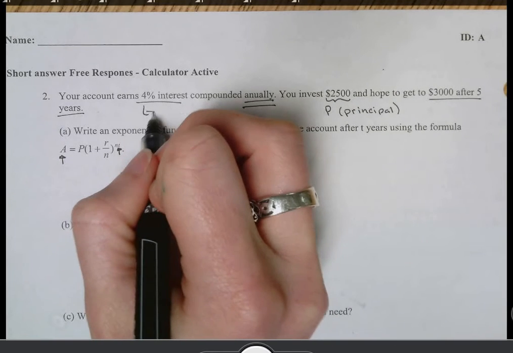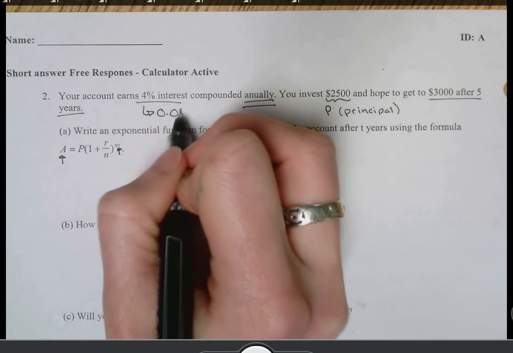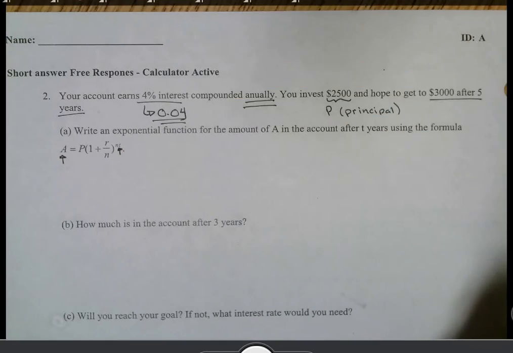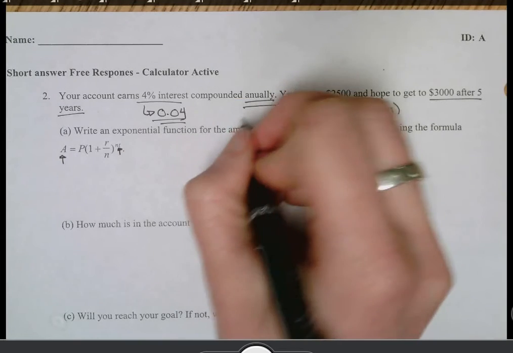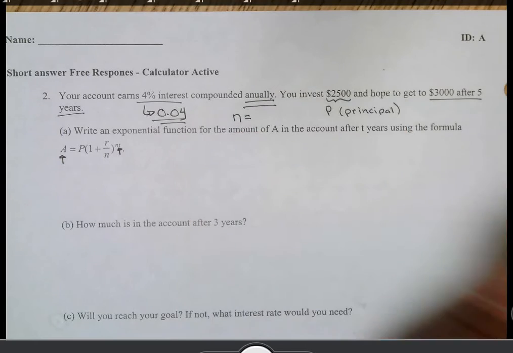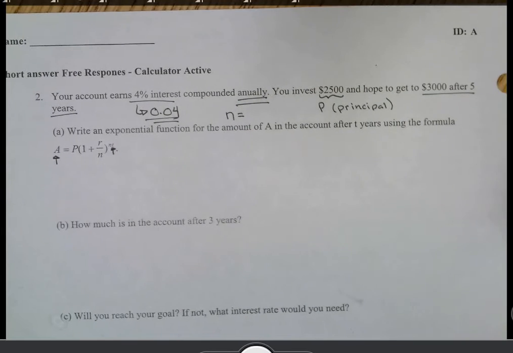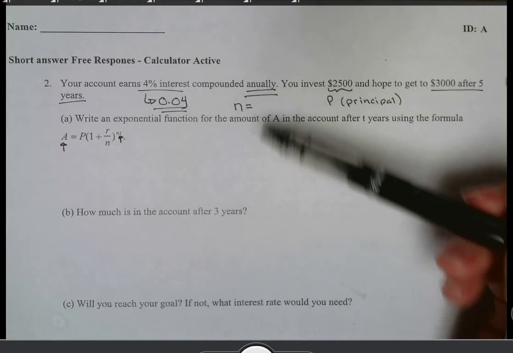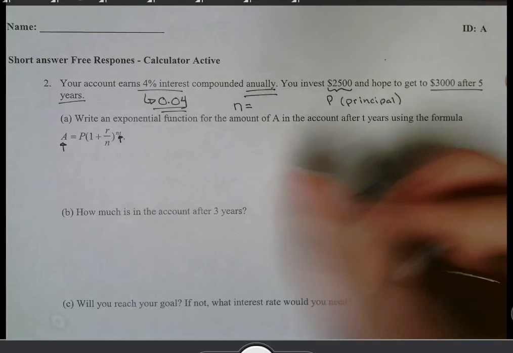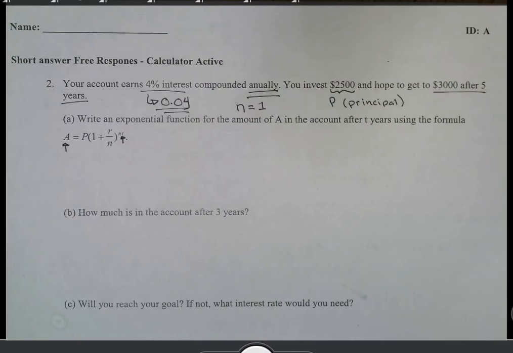4% interest, I'm going to write that in decimal form. We always want it in decimal form. Compounded annually. That annually is telling me my n value. It's saying, hey, how many times per year do you gain interest? Well, if it's annually, that's once per year. So my n is 1. So all we're doing is plugging those in here.